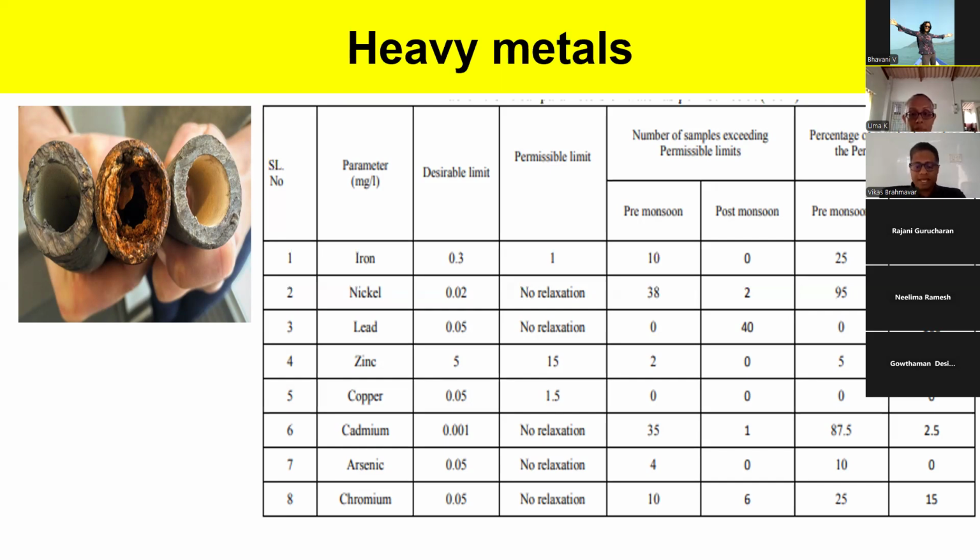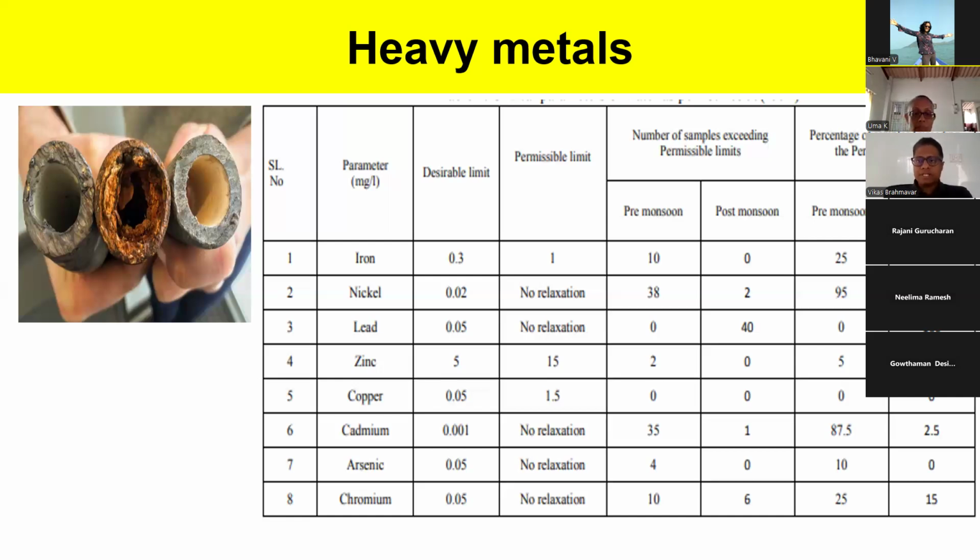So what I'm saying is, without tests, we won't know. These are other heavy metals. Chromium is there in Peenya region. In Harohalli region, there is chromium also. Chromium 6 is a variant of chromium which is very harmful. So we should be aware of what contaminants are there.